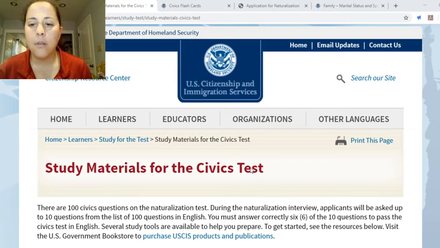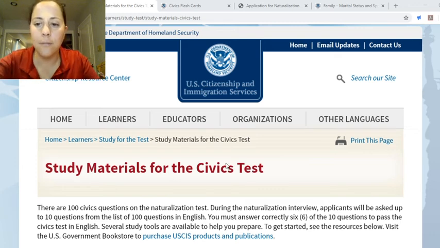I will post this link on Facebook group, okay? I will put this link on the Facebook group so you can see it and you can click on it and you can practice for your test, okay? So it looks like this, okay? You can see study materials for the civics test.